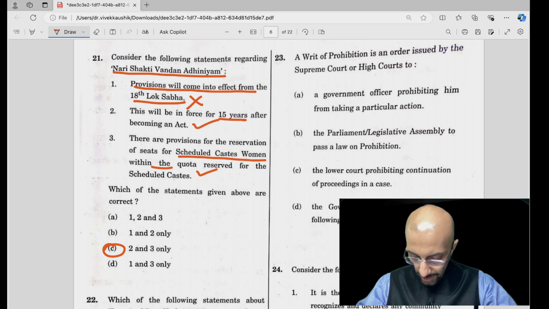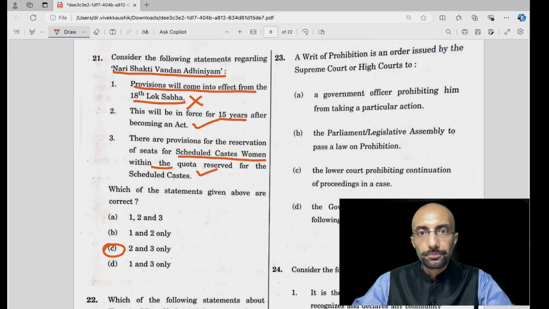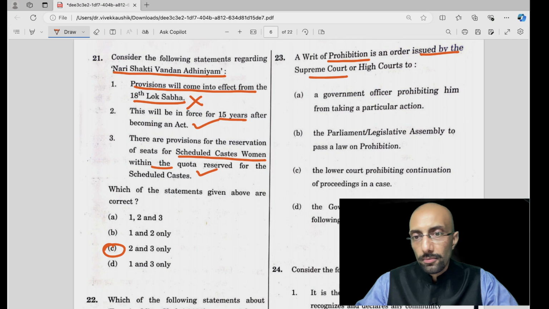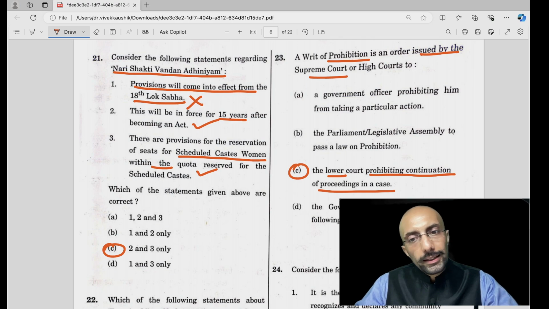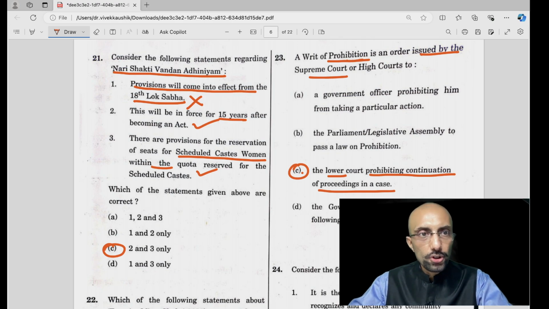Next question is the 23rd question. A writ of prohibition is an order issued by the Supreme Court. The answer is C, the lower court, prohibiting continuation of proceedings in a case. Whenever a lower court takes up any matter which is not in its jurisdiction or competence, then the aggrieved party can approach the Supreme Court or the High Court and the writ of prohibition may be issued by the courts to the lower courts. So the answer is C. Next, 24th question.